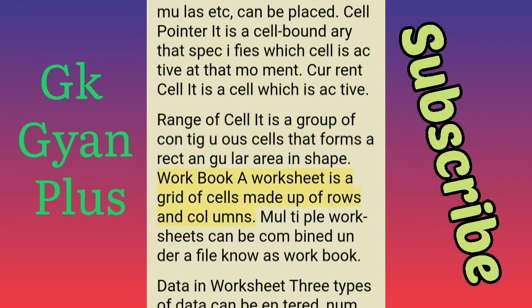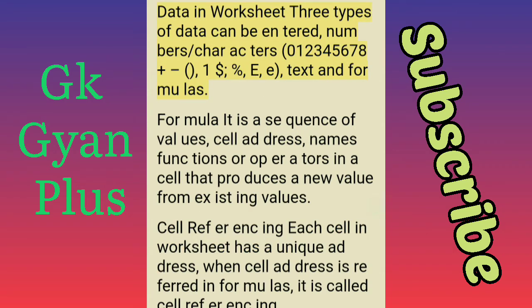Workbook: a worksheet is a grid of cells made up of rows and columns. Multiple worksheets can be combined under a file known as a workbook. Data in a worksheet: 3 types of data can be entered. Numbers, characters such as digits, plus, dollar, percent, text and formulas.